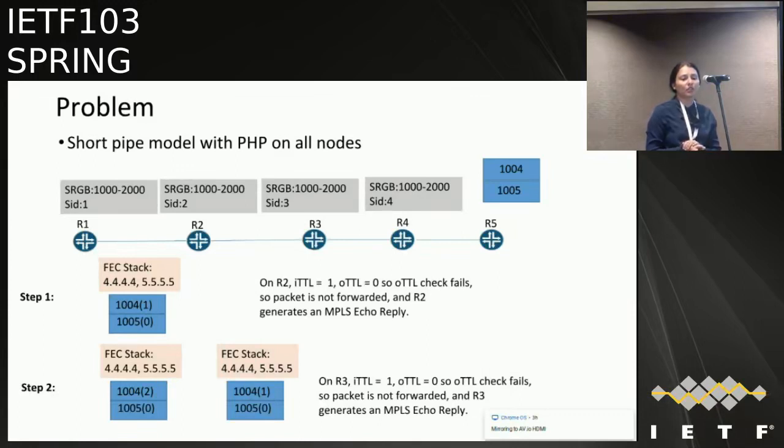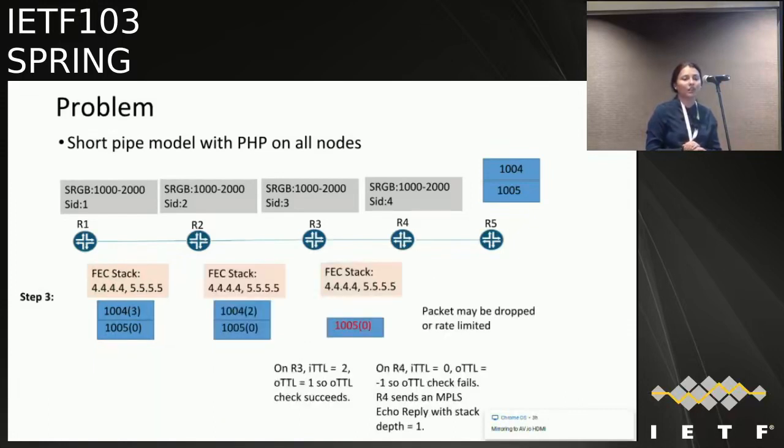So this time when the packet reaches R3, the TTL does not expire because it is 3, so you still have TTL left. But then the top label gets popped, so the bottom label gets exposed, and the packet reaches R4 with bottom label 1005 with TTL of 0. This could be a problem because the incoming TTL is 0, so the packet may be dropped or rate limited.